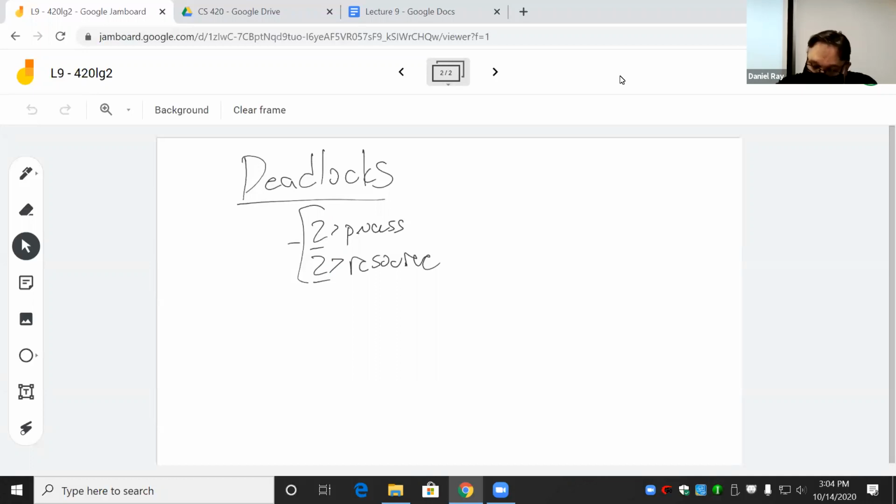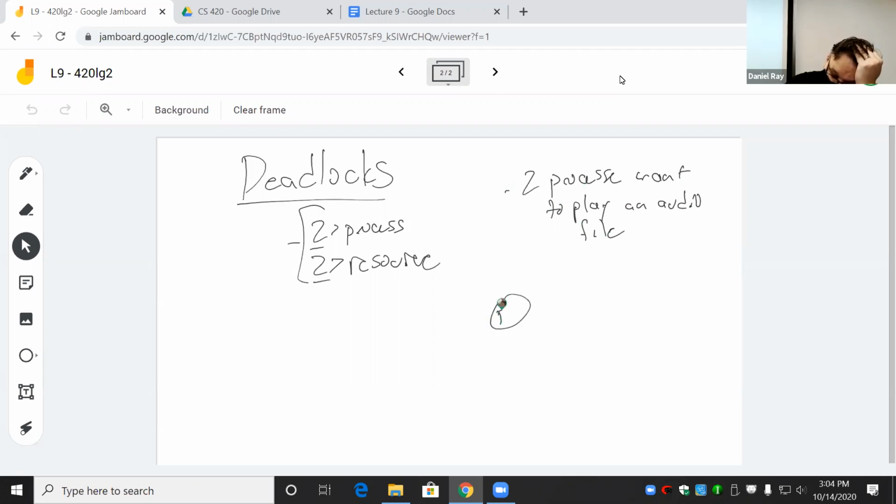Here's an example. Let's say 2 processes want to play an audio file. Same audio file, 2 different processes, both want to play it. So we're looking at two processes. Call this process 1, and this process 2. And here is the audio file. And in order to play the audio file, you also have to have access to the sound card.